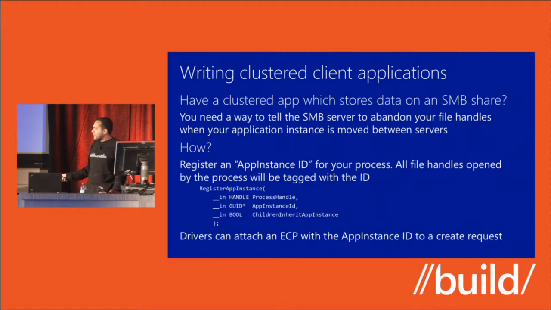And this is for driver writers. If you are a driver which, for whatever reason, wants to add an app instance ID, you can attach a create context. This is an extended create parameter, which is not available to user mode applications, but drivers can actually use this. For user mode applications, the API is the primary way by which you do this. By doing this, all handles opened by this application or its child applications, depending on whether this flag is set, will be tagged appropriately, and the server will do the right thing.